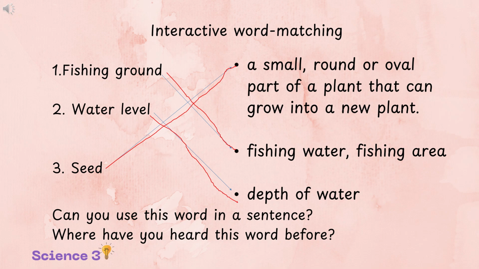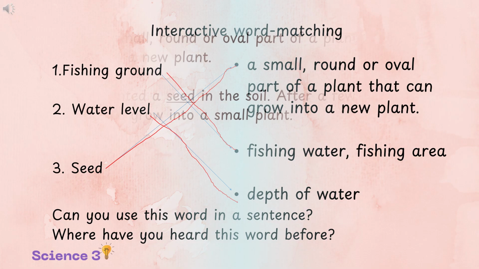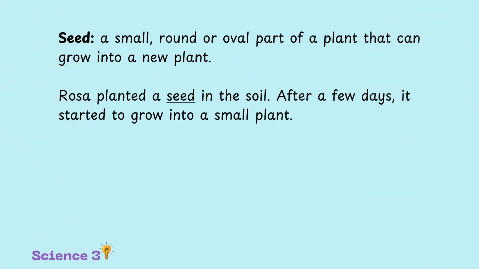Can you use this word in a sentence? Where have you heard this word before? Now, seed is a small round or oval part of a plant that can grow into a new plant. For example, Rosa planted a seed in the soil. After a few days, it started to grow into a small plant. The underlined word is seed.